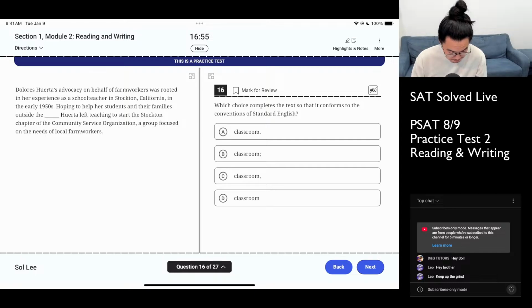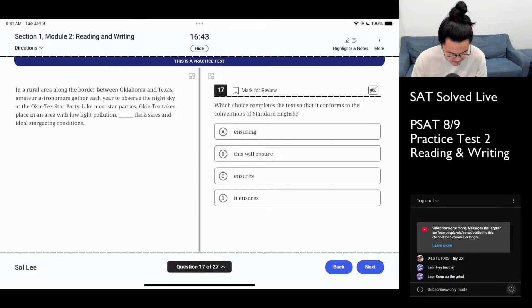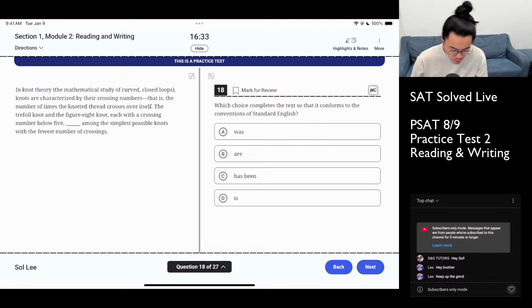Dolores Huerta was rooted in her experience, hoping to help her families outside the classroom, comma, she left teaching. In a rural area, like most star parties, takes place in an area with low light pollution, comma, ensuring dark skies, and ideals are correct. In knot theory, knots are characterized by their numbers. The trefoil and figure 8 are among the simplest possible knots.